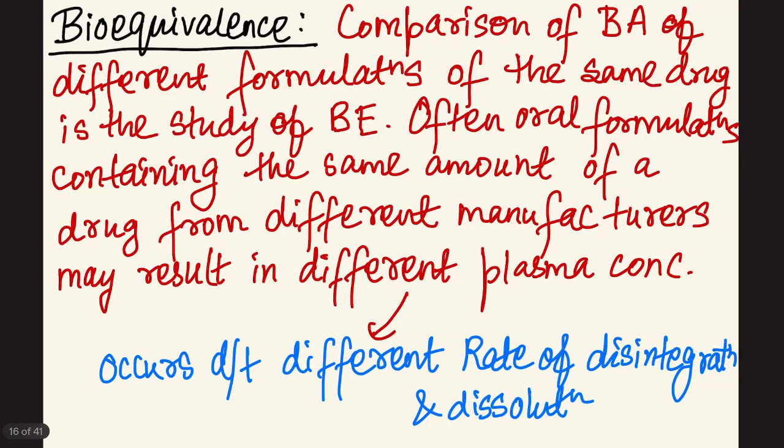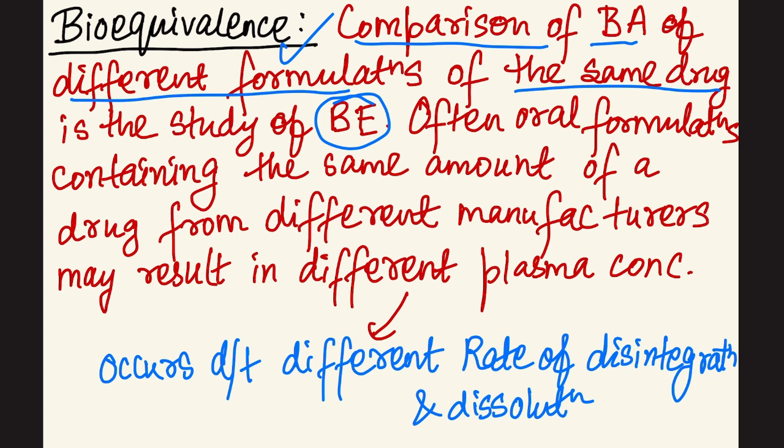Now coming to bioequivalence. Bioequivalence is basically a comparison of bioavailability of the different formulations of the same drug. Suppose we have a particular drug, paracetamol. There are different manufacturers for paracetamol, and hence there will be different oral formulations of paracetamol. Suppose two different formulations lead to the same bioavailability. In that case, we can say those two formulations are bioequivalent.